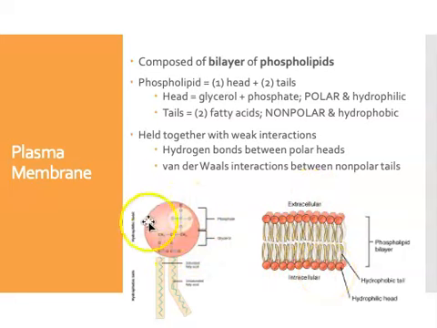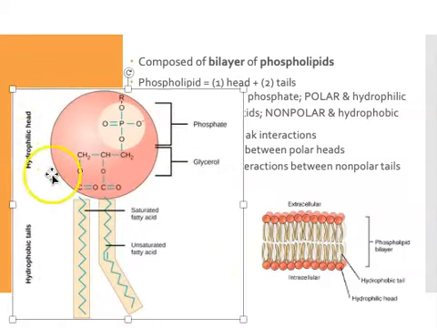The head region of a phospholipid is composed of two things: a molecule of glycerol and a phosphate group. It's difficult to see, but if we enlarge this, you can see this structure right here. This is glycerol. And this structure right here, this is a phosphate group. And together, those two things make up the head. Now, glycerol and phosphate are both polar. So the head region of a phospholipid is polar and therefore hydrophilic.